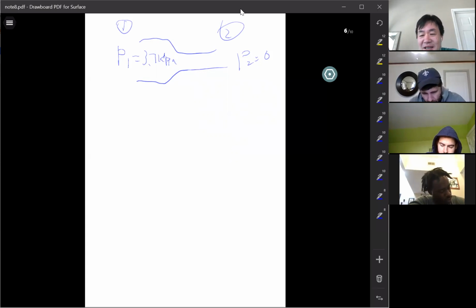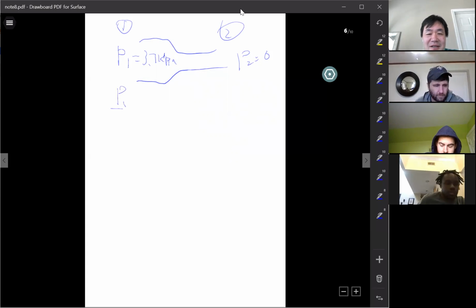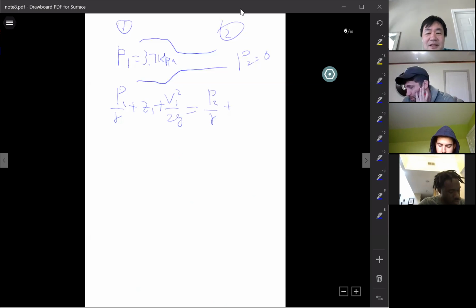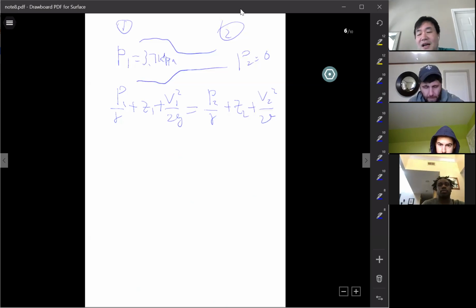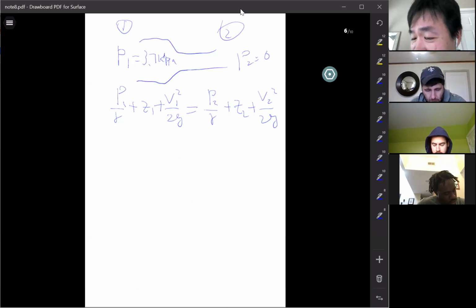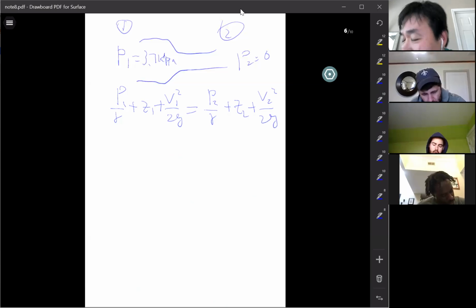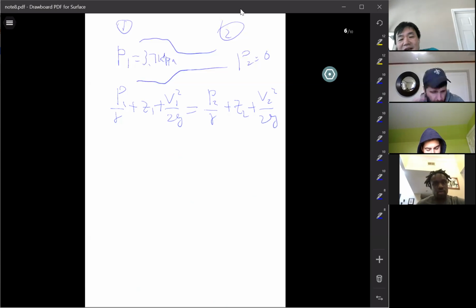So Bernoulli: P1 over gamma plus Z1 plus V1 squared over 2g equals P2 over gamma plus Z2 plus V2 squared over 2g. Write it down before you even think about it. Do I have enough information to solve it or not? But write it down and let's see how it goes. When you write it down, it will be more clear to you. You have something to look at: what do you have and what you don't?